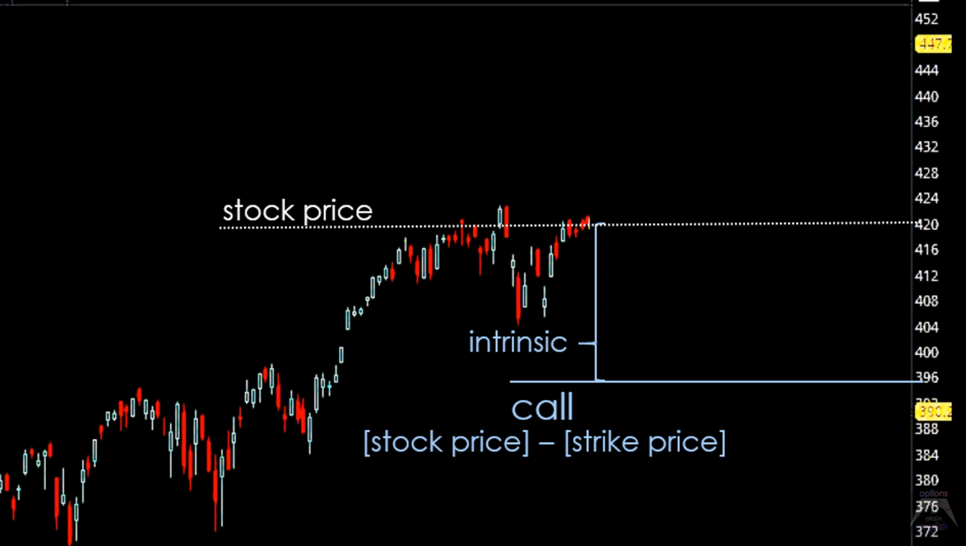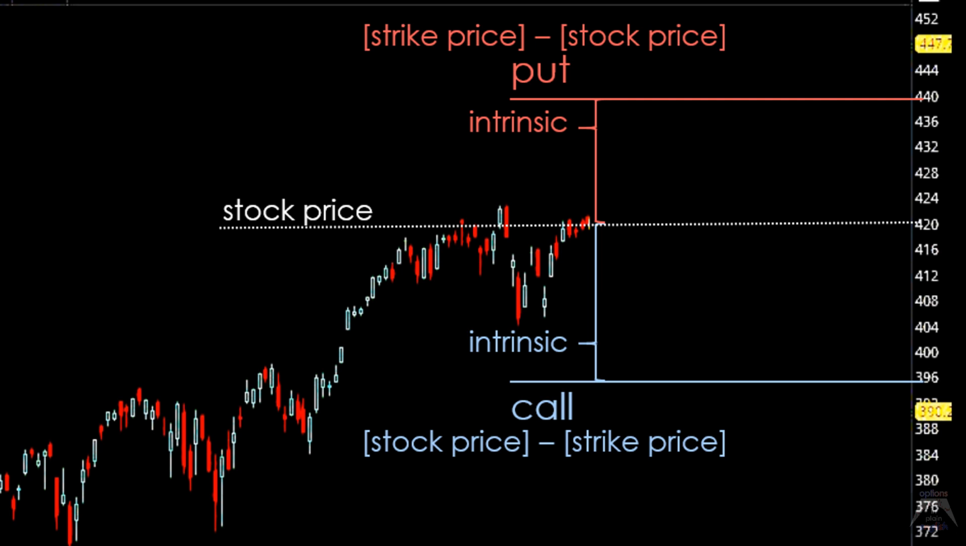In the case of puts, it's the other way around. Only puts with strike prices higher than the current stock price will have an intrinsic value that will be equal to their strike price minus the current stock price.